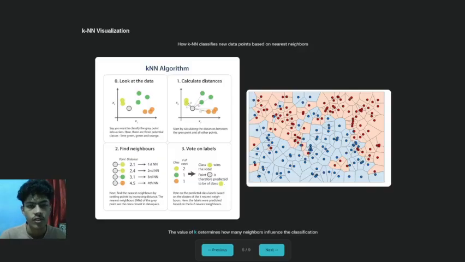Now this is a visualization of the k nearest neighbor algorithm, where we'll look at the data, calculate distance, find neighbors, and vote on labels. This is the raw data. We have calculated the distance from the centroid. Then we find the neighbors of it and vote on the labels according to it.